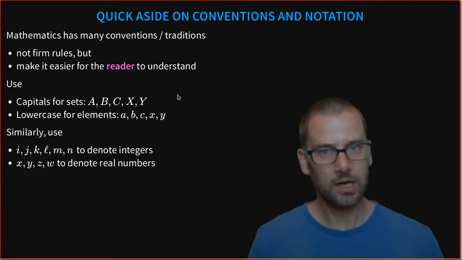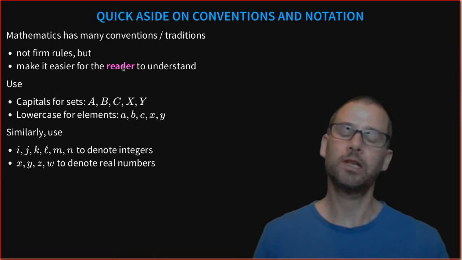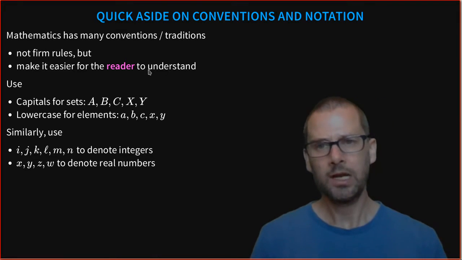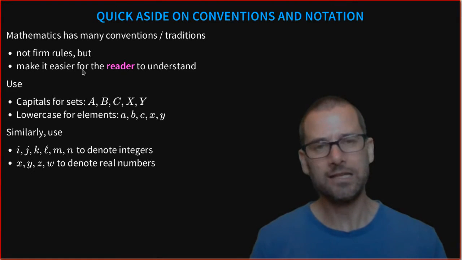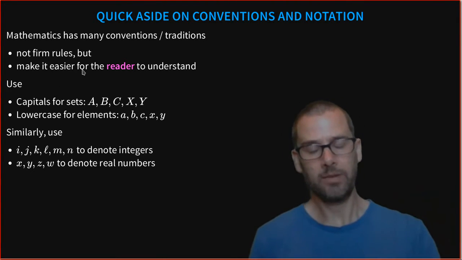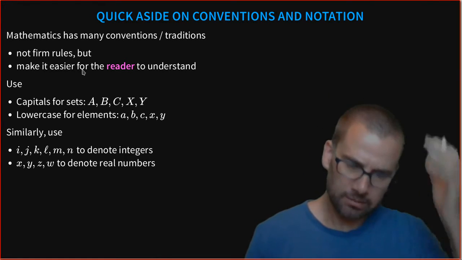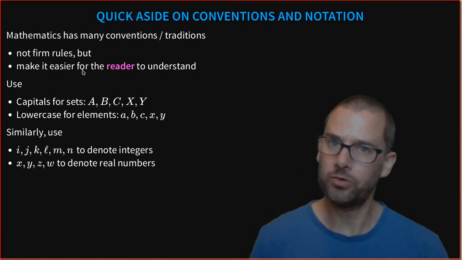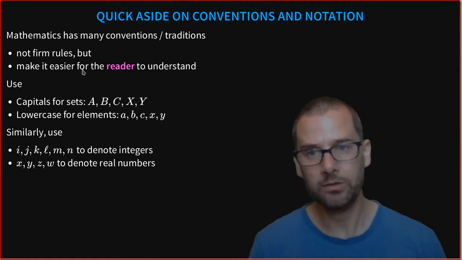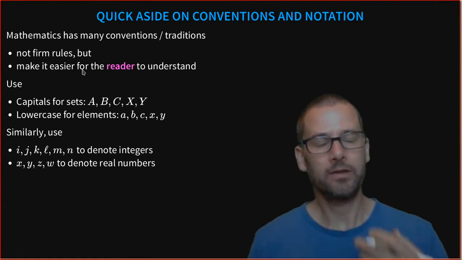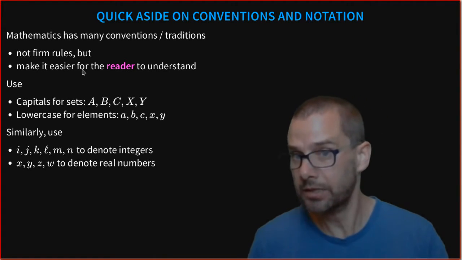So a quick aside on conventions in notation: mathematics has a very large number of conventions and traditions. In general, these are not firm rules, but they're there to make it easier for the person who's reading the mathematics that we're doing to understand. And this is something we really do have to keep in our mind when we do mathematics, especially for this course and what happens after this course. We need to make it easy for the reader to understand what we're doing, what we're saying, what we're discussing.